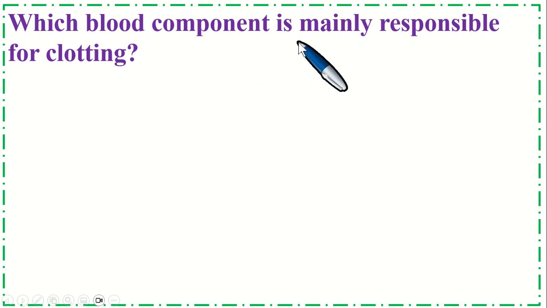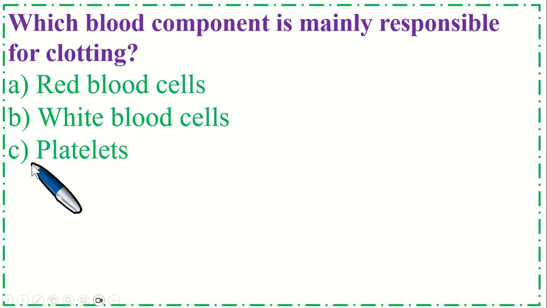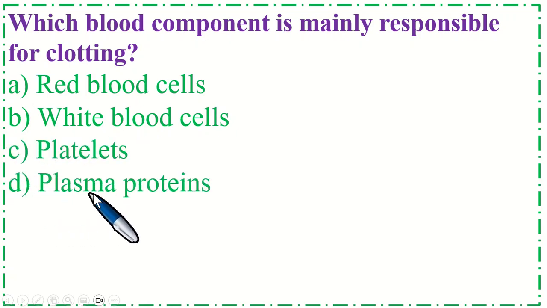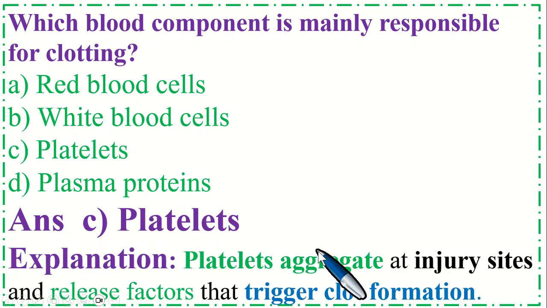Which blood component is mainly responsible for clotting? Option A, red blood cells, B, white blood cells, C, platelets, and option D, plasma proteins. So the correct option is C, platelets. The platelets aggregate at injury sites and release factors that trigger clot formation.